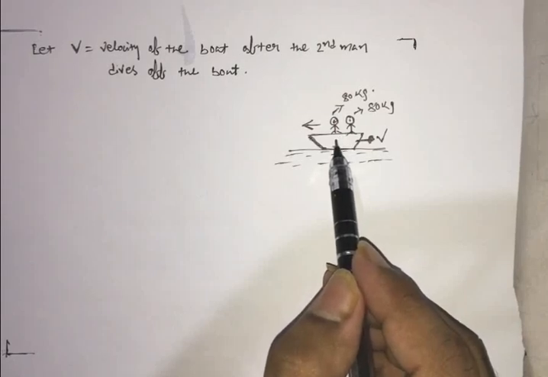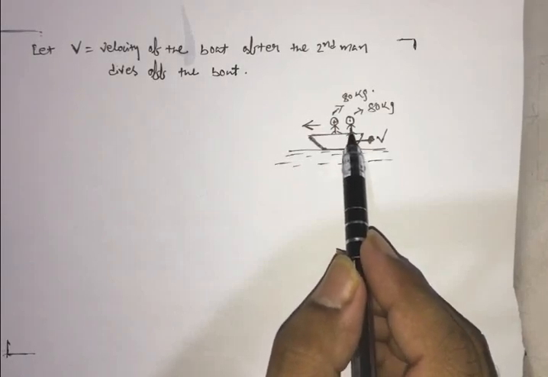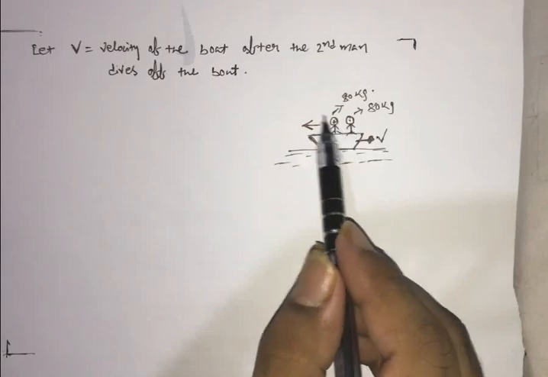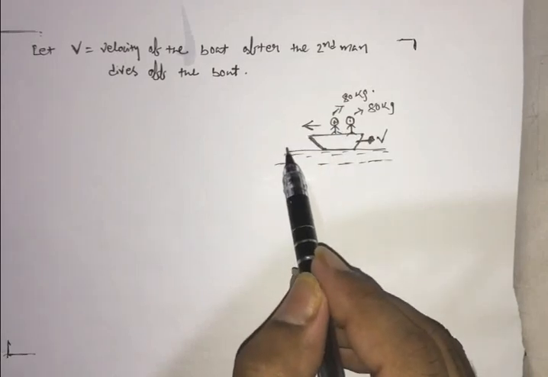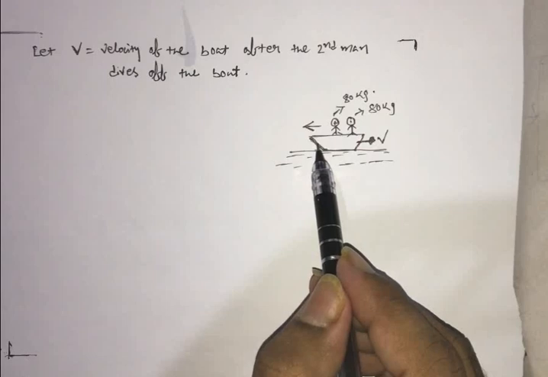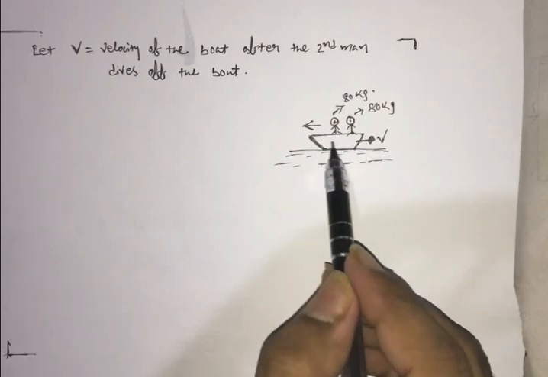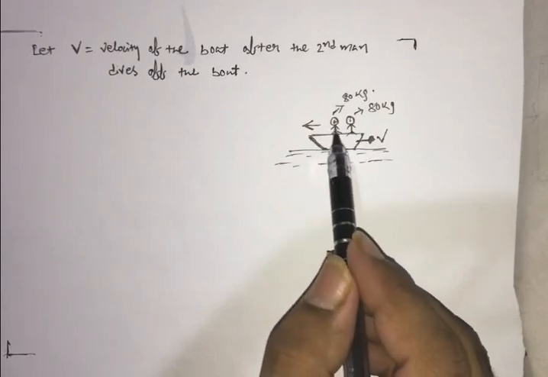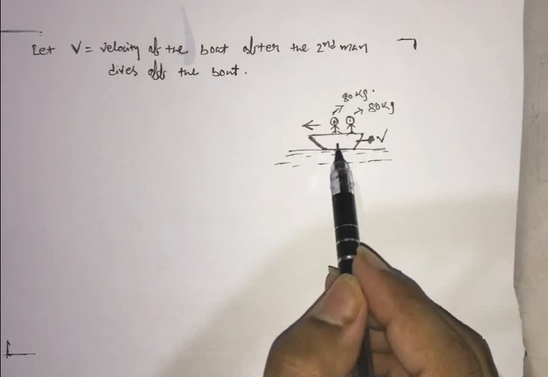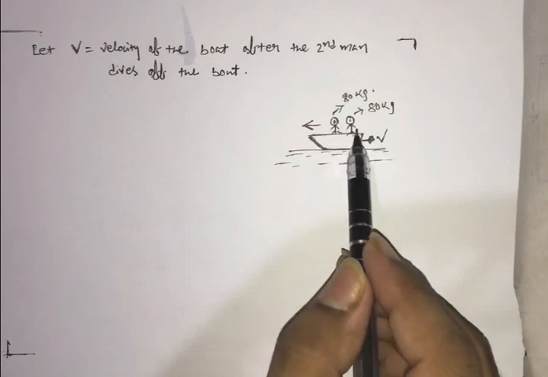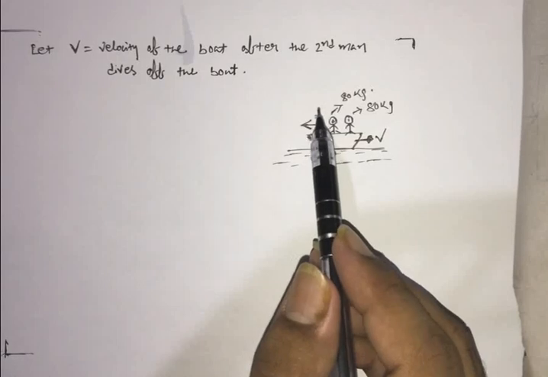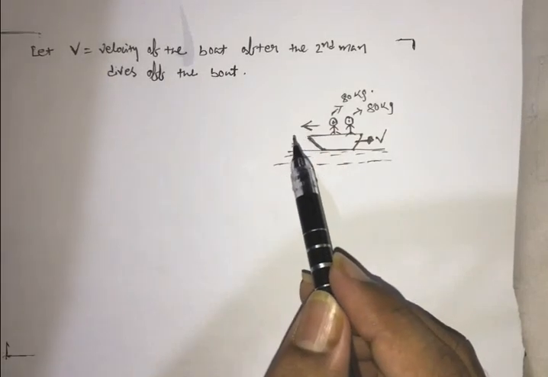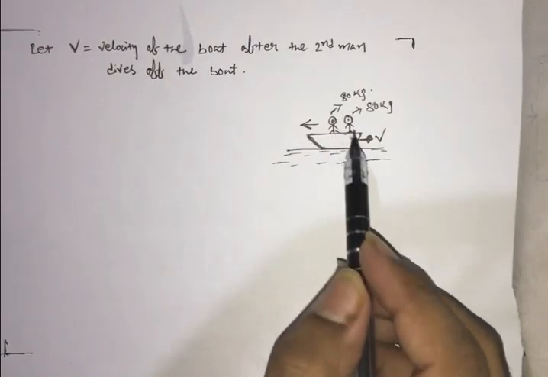Okay, so that is one momentum. And again, this second person, when he jumps into the water, he is also giving some momentum to the boat. So the total momentum gained by the boat by these two persons will be equal to the momentum given by the first person plus the momentum given by the second person. This is the concept of how we solve the problem.